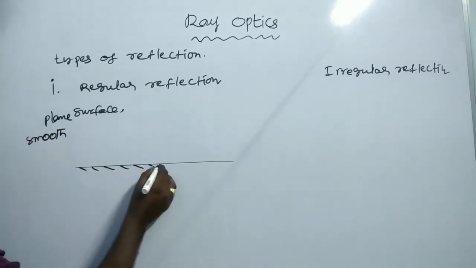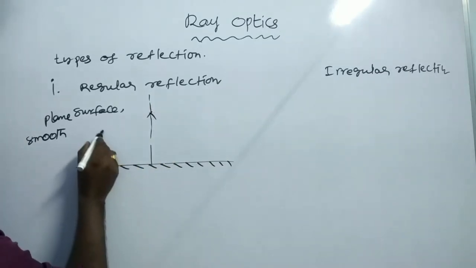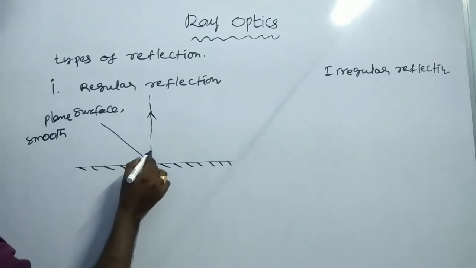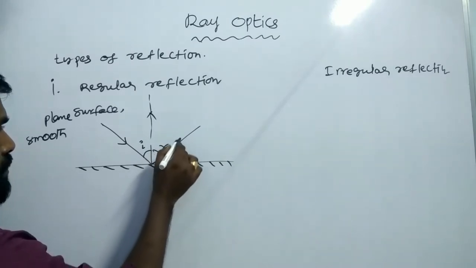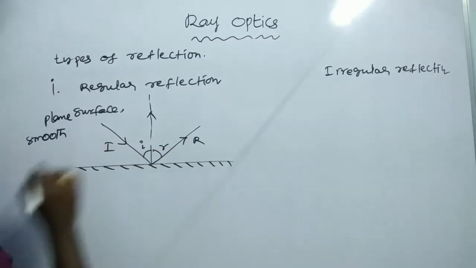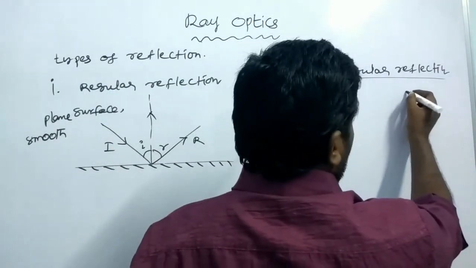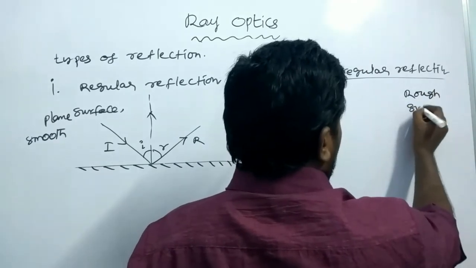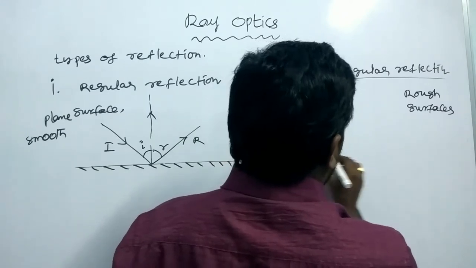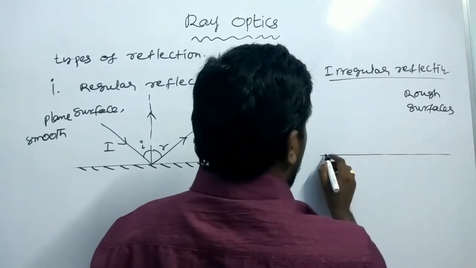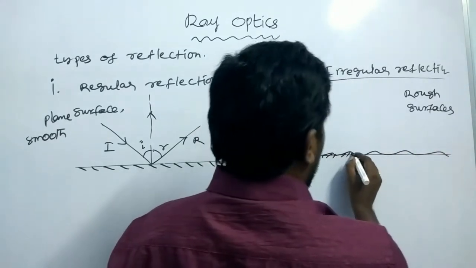So when the light is incident on the smooth surface, with this being the normal line, the angle of incidence is equal to the angle of reflection. This is the reflected ray, this is the incident ray. But in case of irregular reflection, these are rough surfaces. So here this is the mirror which has rough surfaces.